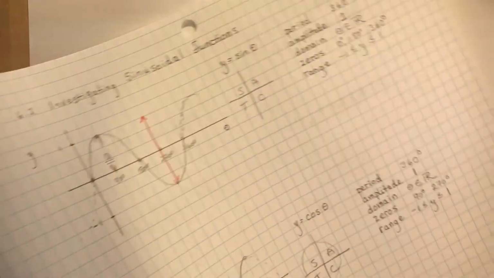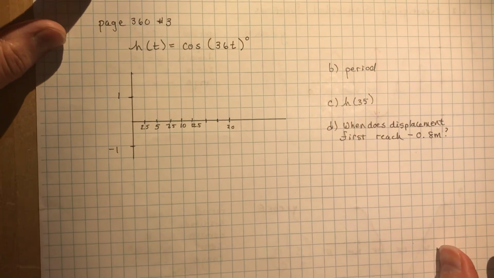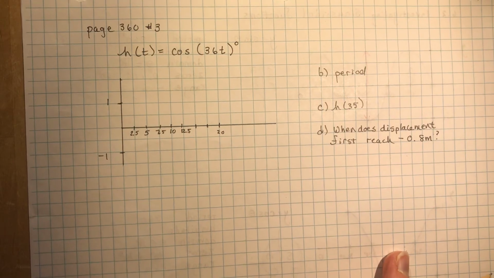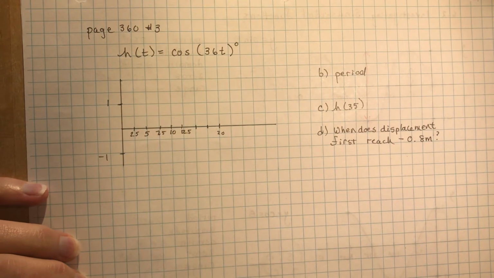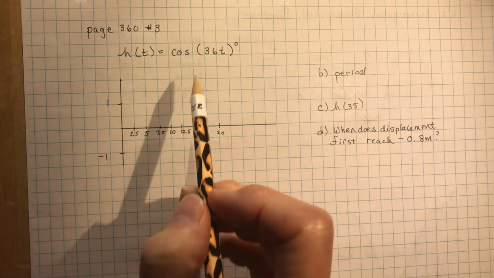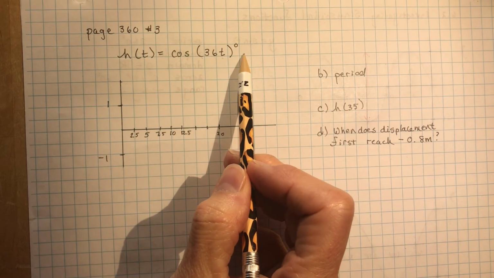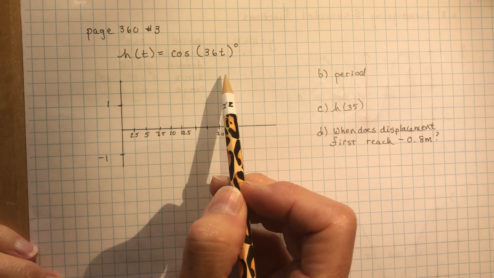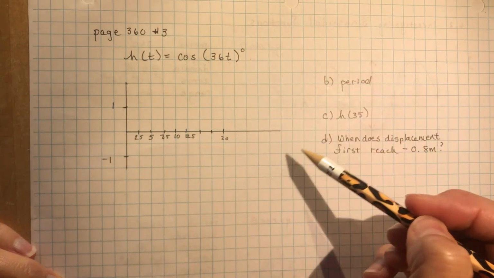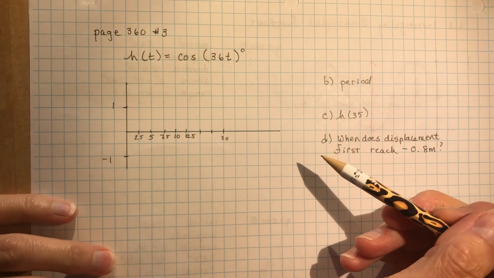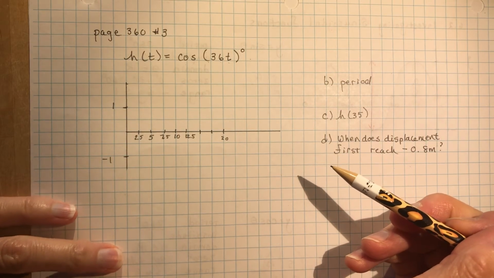Okay, so what I want to do for you is question number 3 that is in your textbook on page 360. And they give you a displacement. Let me just pull it up here. It says, a buoy rises and falls as it rides the waves. A buoy, whatever you call them. The equation h(t) = cos 36t degrees models the displacement of the buoy h(t) in meters at t seconds. So it's going up and it's going down. They ask you to graph the displacement between 0 and 20 seconds in 2.5 second intervals.